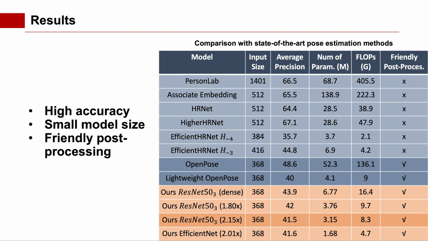As for the results, compared to the state-of-the-art pose estimation methods, our work has relatively high accuracy and a smaller model size, and the post-processing of our work is friendly to mobile devices. The accuracy of our model is higher than the lightweight OpenPose, and the number of parameters and computation FLOPs are all less than other state-of-the-art works. Although those state-of-the-art works have higher accuracy, they either have a large model size or unfriendly post-processing algorithms, which means they are hard to implement on mobile devices.